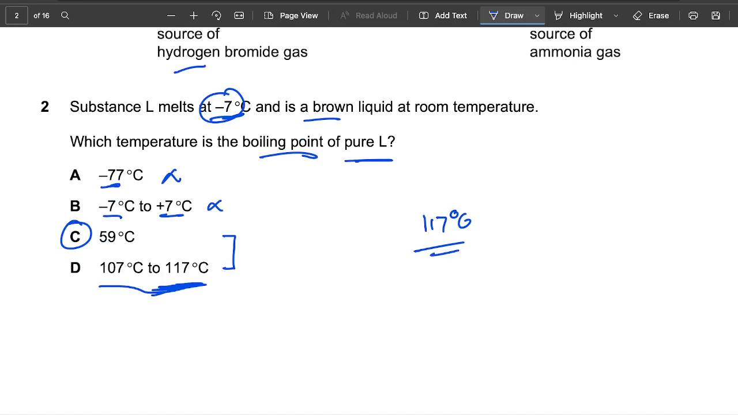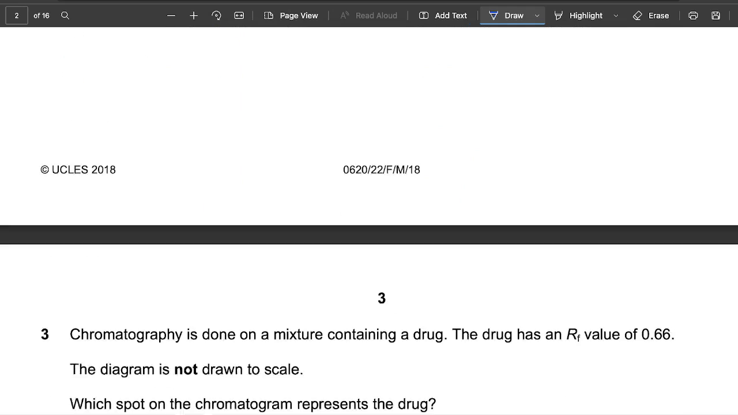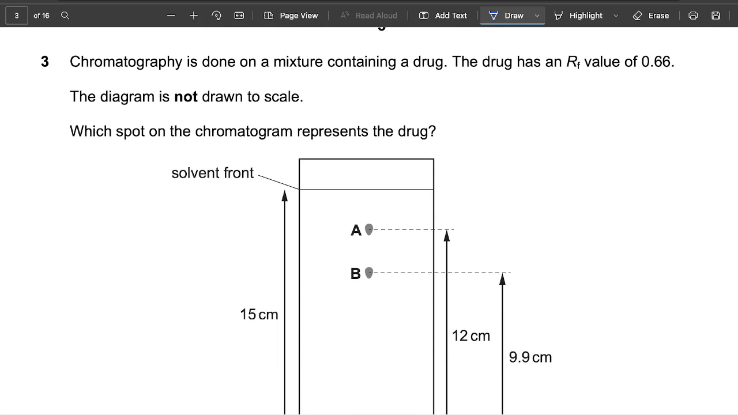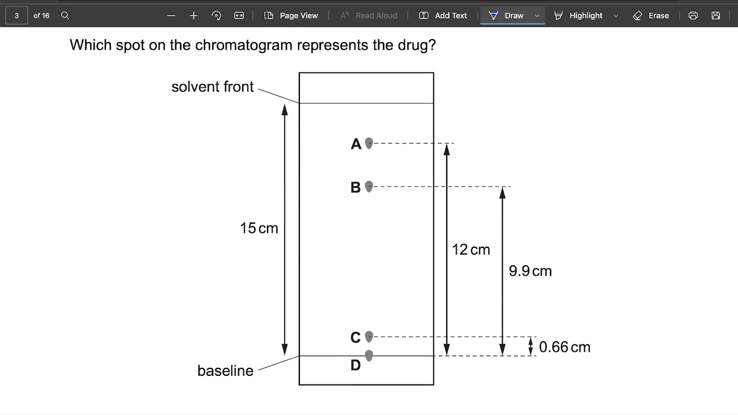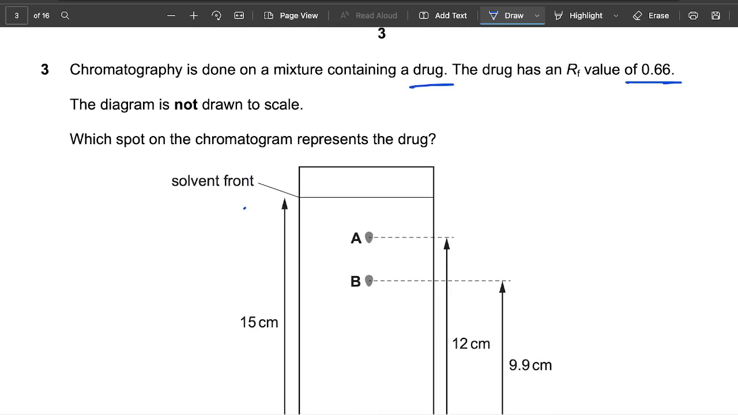Okay, we move on to question 3 now. These are quite straightforward questions. We move on to a chromatography question, and here it says chromatography is done on a mixture containing a drug. The RF value is 0.66. RF value is simply, if I write this, for example, then we'll explain it later. Okay, let's just read the question first.